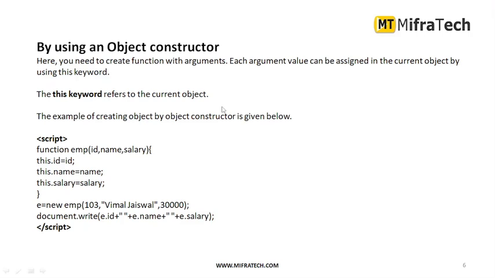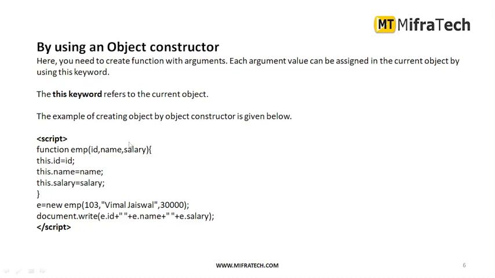By using an object constructor, here you need to create a function with arguments by using the this keyword. Sorry, in the PPT it says the new keyword, but it should be the this keyword. Each argument value can be assigned to the current object by using the this keyword. The this keyword refers to the current object. The example of creating an object by object constructor is given below.